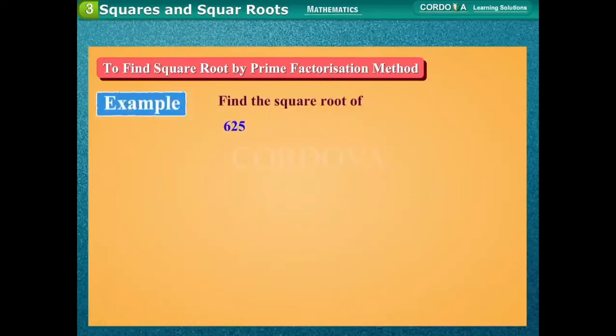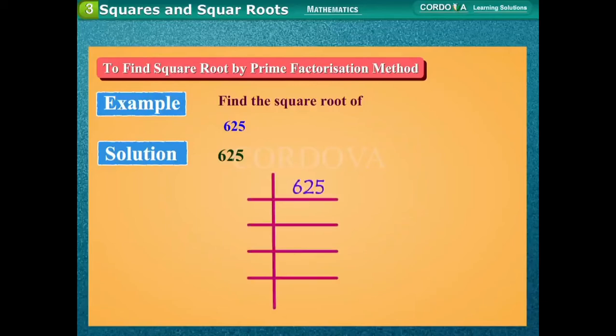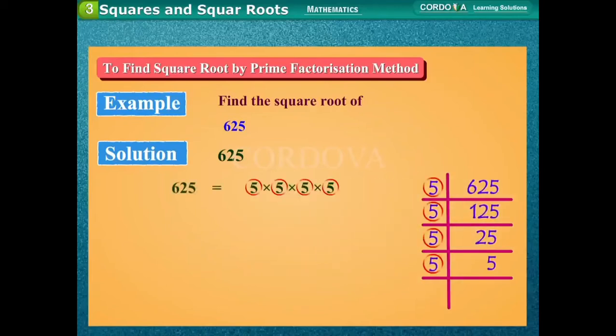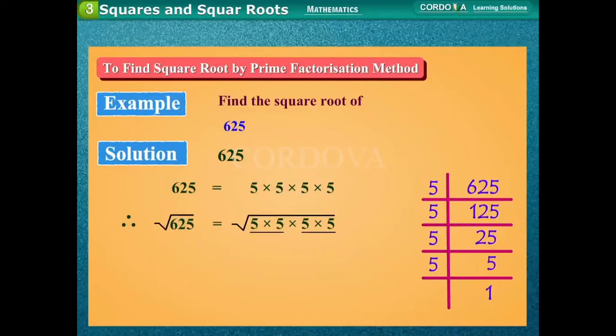Example: find the square root of 625. Solution: 625 divided by 5 is 125, 125 divided by 5 is 25, 25 divided by 5 is 5, 5 divided by 5 is 1. So 625 is equal to 5 into 5 into 5 into 5. Therefore, square root of 625 is equal to 5 into 5, which is equal to 25.